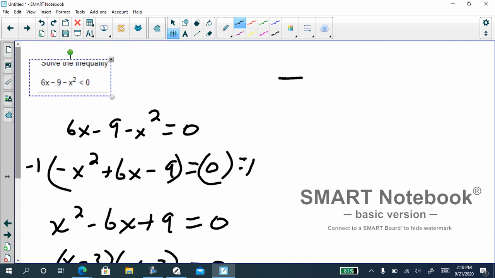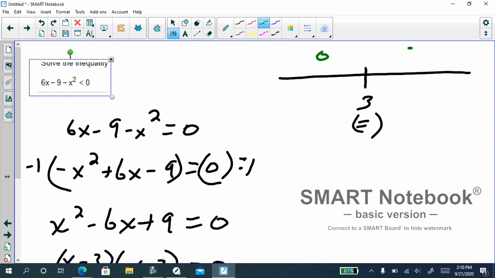One variable, so we can put it on a number line, and 3 right here, that's where the two sides are equal. If we plug a 3 in, it makes the left and the right side equal. We want to know where is it less than? So we're going to pick a test point in each interval. And it could be any number as long as it's inside that interval.